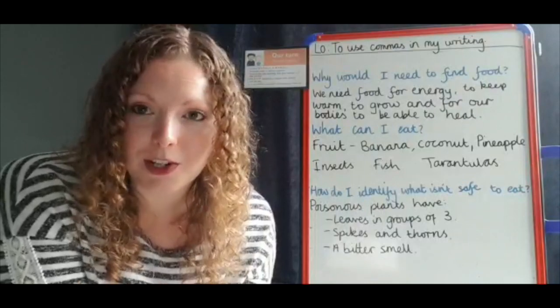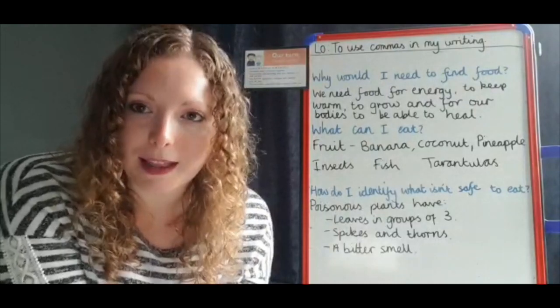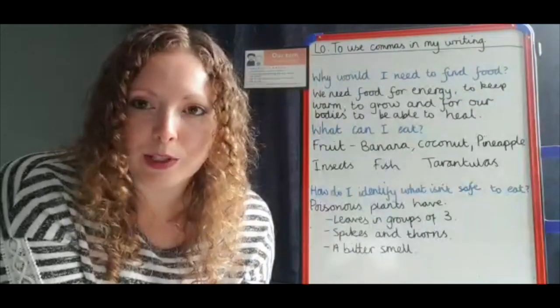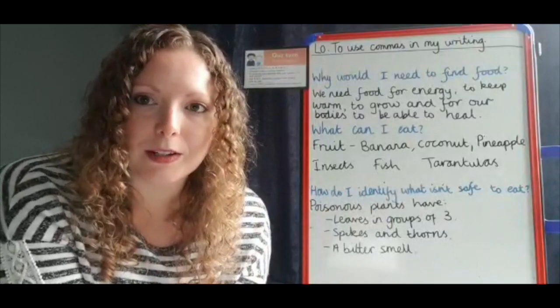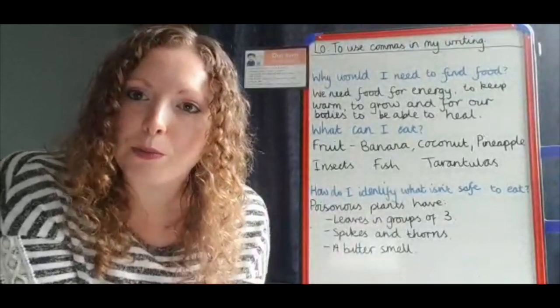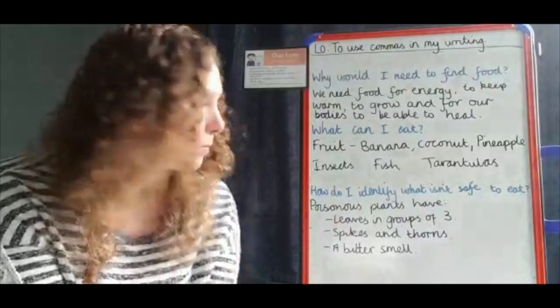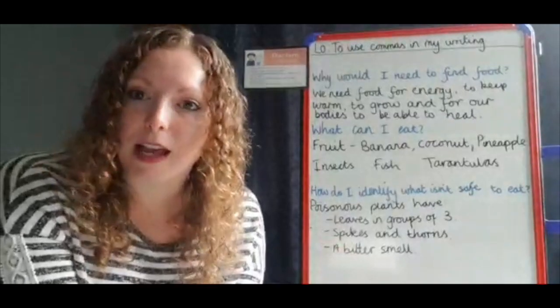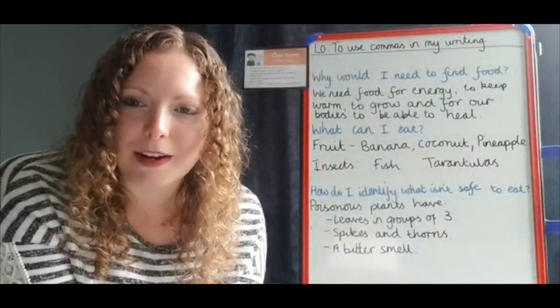Okay, and for the final question, what isn't safe to eat? I focused on looking at poisonous plants. Now, there are lots of different poisonous plants out there, but I found 3 points that are really important. The leaves of a poisonous plant are normally in groups or bunches of 3. I didn't know that before I did some research, so I've learned something new today. They also have spikes and thorns and a nasty bitter smell. It's really easy to identify them.